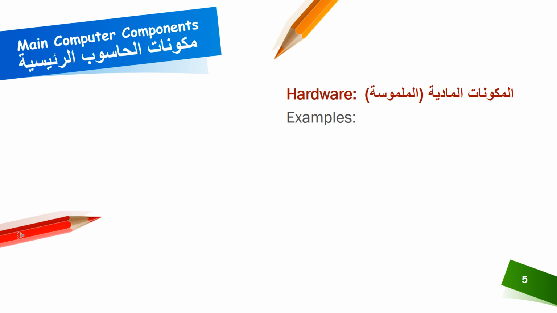We will talk about the main computer components. The first type of these components is the tangible physical components. Examples of these components include the mouse, keyboard, screen, and CPU.